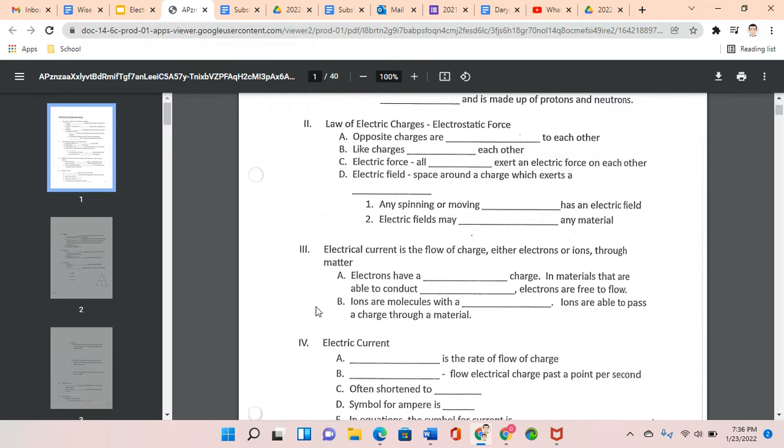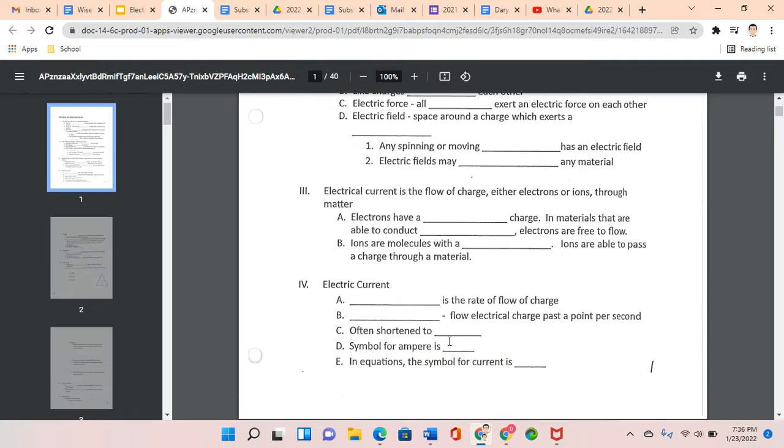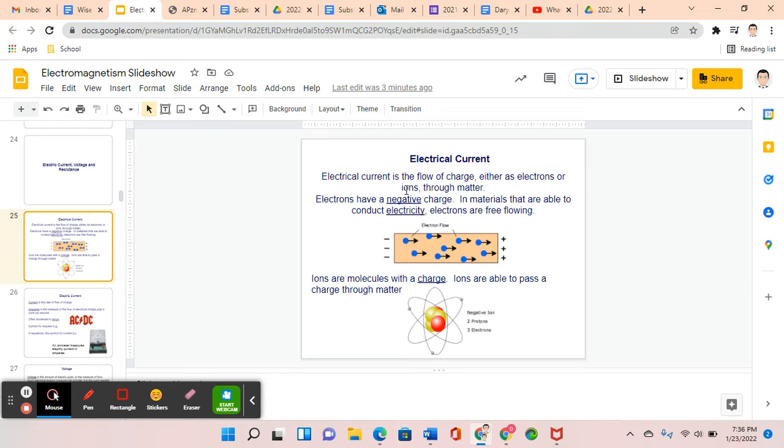This discussion is on electrical current. Page 1 of your notes, Roman numerals 3 and 4, electrical current and electric current is what we'll be covering today. Slide number 25. Electrical current is the flow of charge, either as electrons or ions through matter.